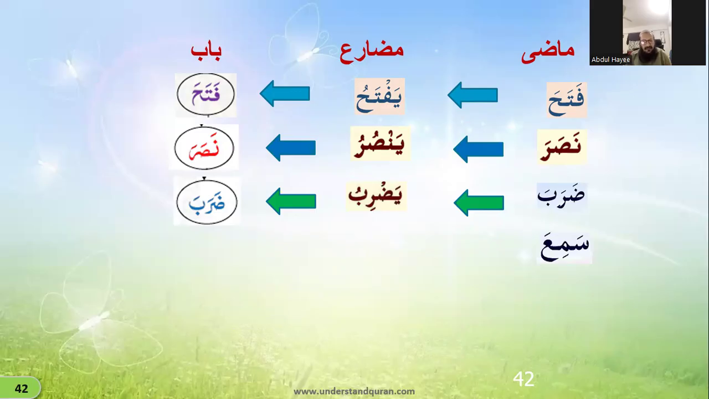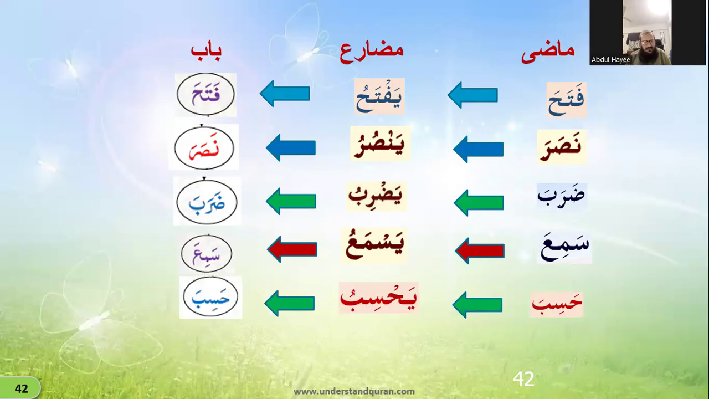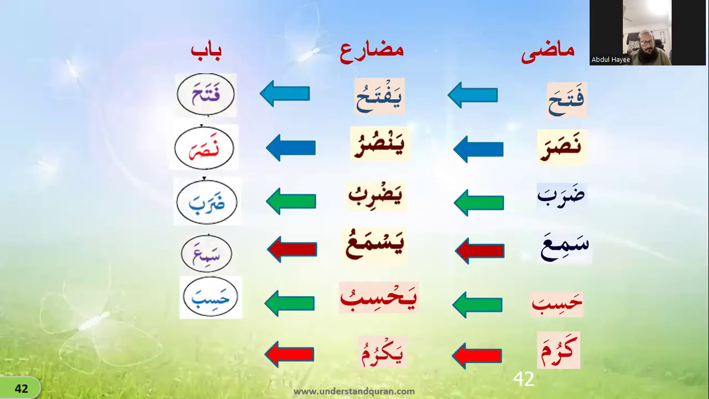Madi Ain Kalma Kasra, Mudare Ain Kalma Fatah, Bab is Samia. The Madi Ain Kalma Kasra and the Mudare Ain Kalma is also Kasra, the Bab is Hasiba. Madi and Mudare both Ain Kalma Dhamma, the Bab is Karuma.